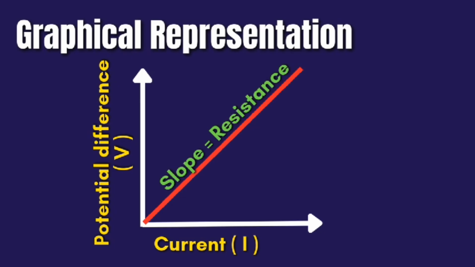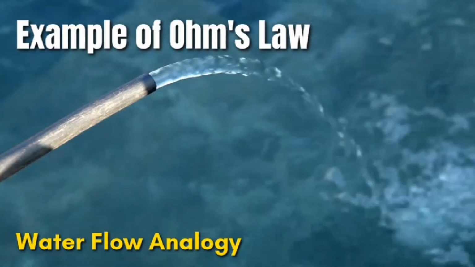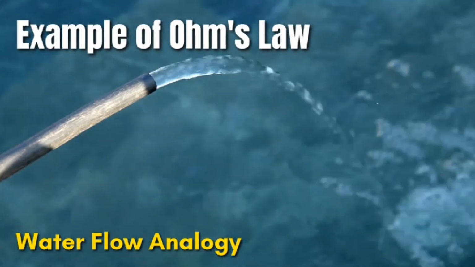So if the resistance is constant, the graph remains a straight line, and if the conductor heats up, resistance may change and the graph may curve slightly. Consider an interesting example of water flow analogy.